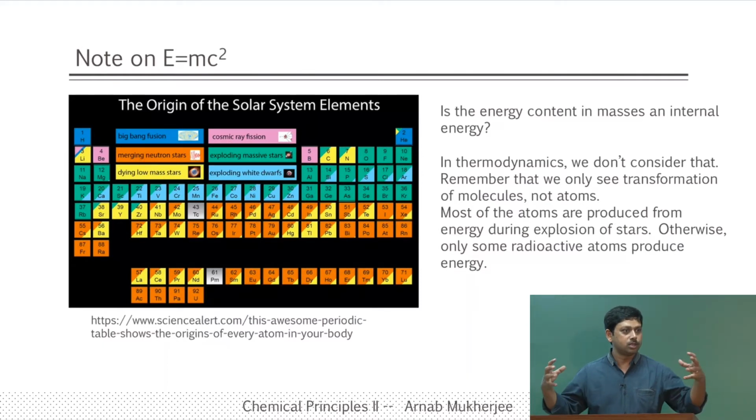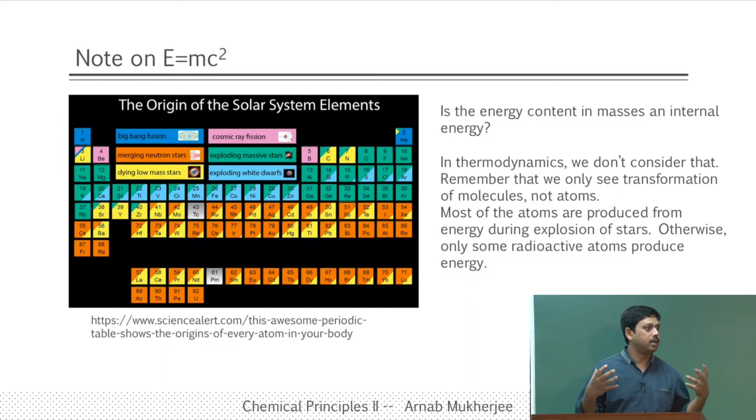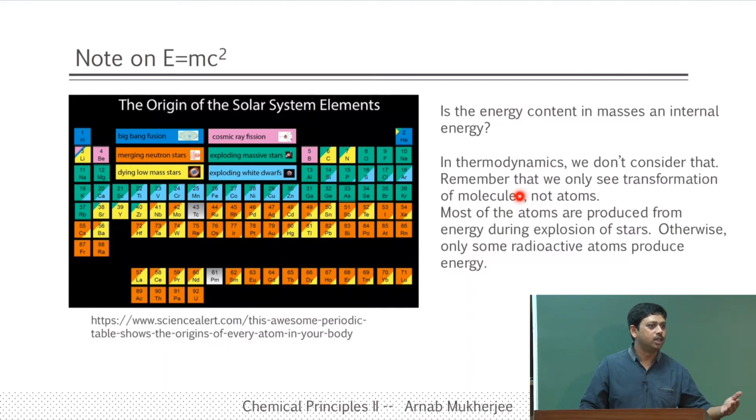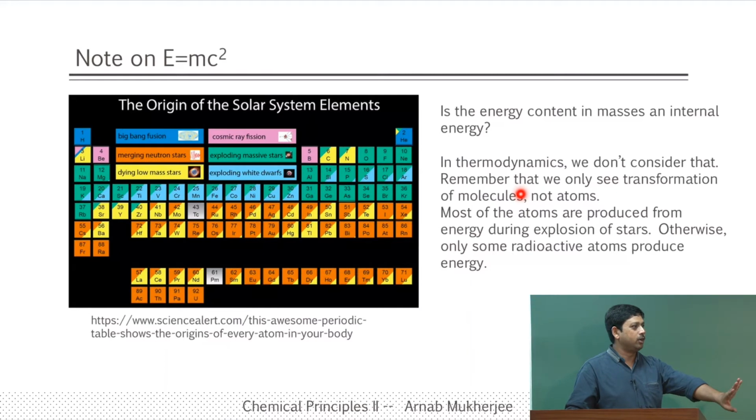When two neutron stars merge, you can imagine the amount of energy that will be produced. That much energy is required to convert to mass, which is never possible on earth. Therefore, in thermodynamics we never bring E equal to mc square into the picture as energy. When you talk about the internal energy of the system, we do not consider E equal to mc square, because that is not possible on earth.